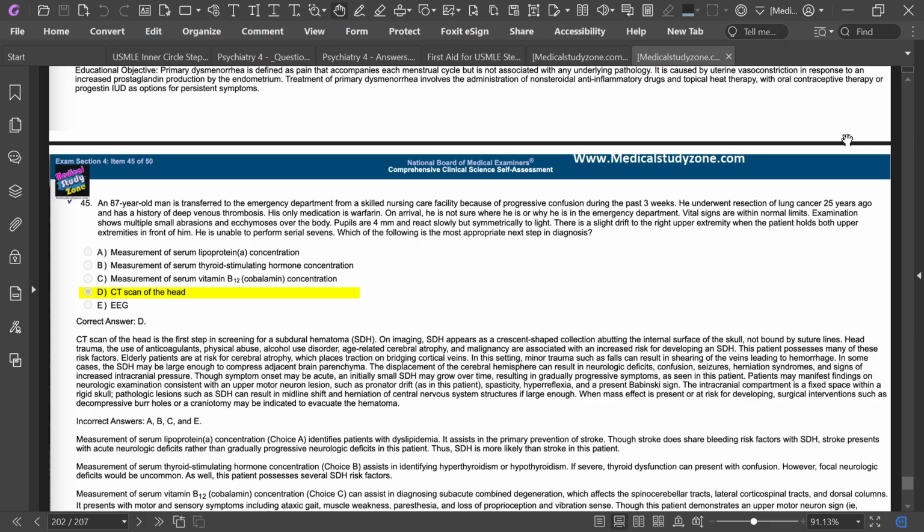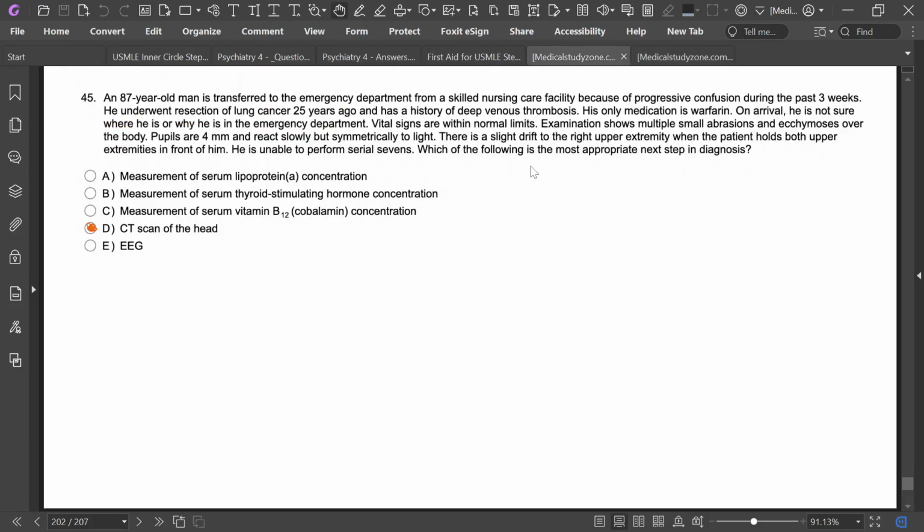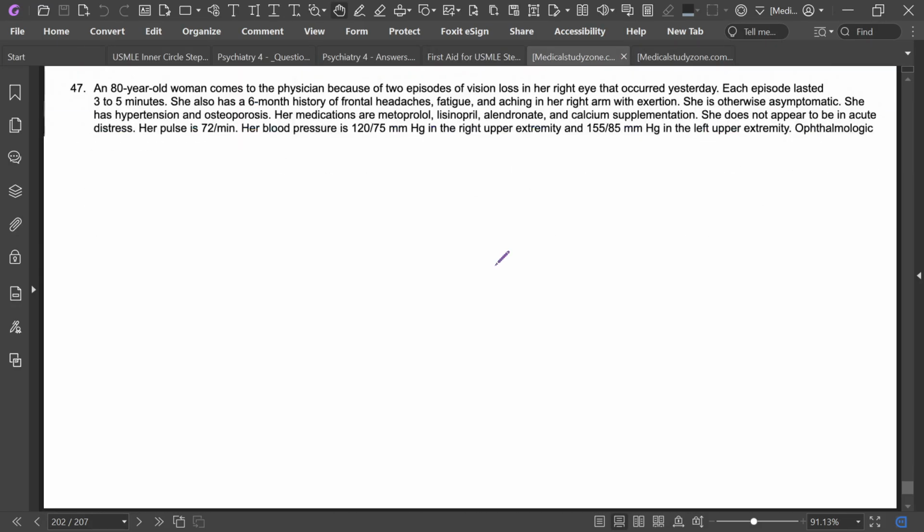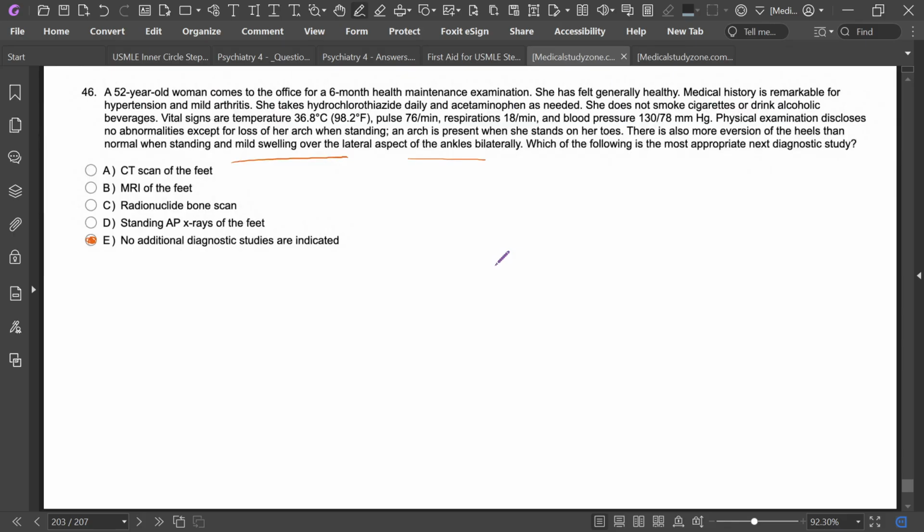Physical exam discloses no abnormality except for loss of her arch when standing. An arch is present when she stands on her toes. There is also more eversion of the heels than normal when standing, and mild swelling over the lateral aspect of the ankles bilaterally. Which of the following is the most appropriate diagnostic study?